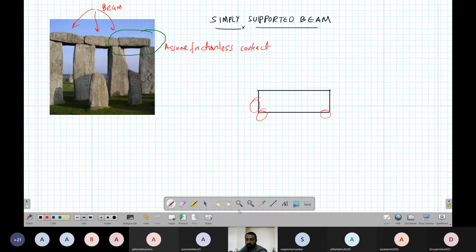Okay, that is, if I draw this again in terms of forces, I can tell that there will be three forces like this. So there can be a force in this direction, there can be a force in this direction, and there can be a force in this direction. So there is no force in this direction. So this kind of support condition is what is known as a simply supported beam.